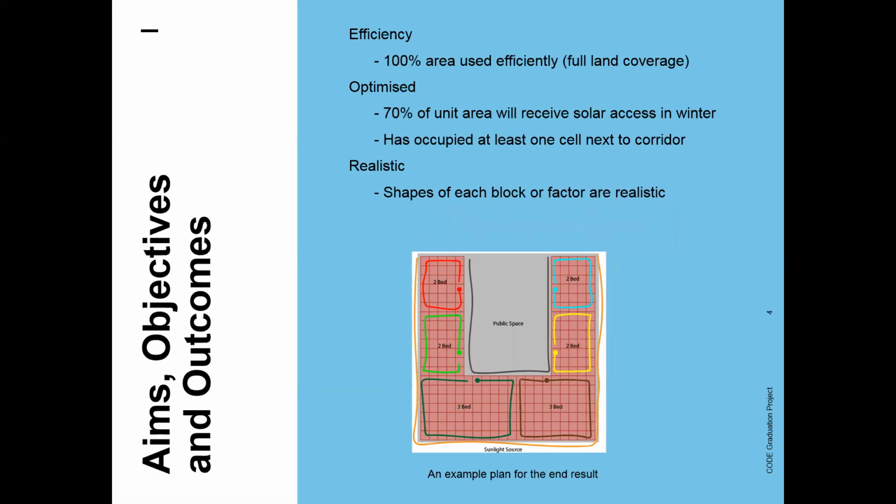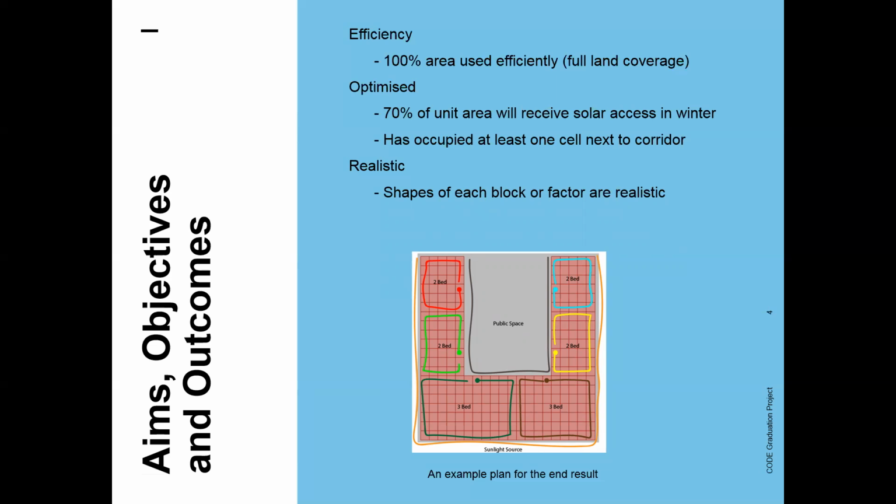For my aims, there are three parts: efficiency, optimization, and realistic factor. For efficiency, the first thing that comes to mind is that the agents must acquire the full 100% of the area that the floor plan gives, so there will be no empty areas left. Secondly is the time used to generate one successful plan. For optimization, 70% of the unit area will receive solar access in winter, and each agent will need to occupy at least one cell next to the corridor for corridor access.